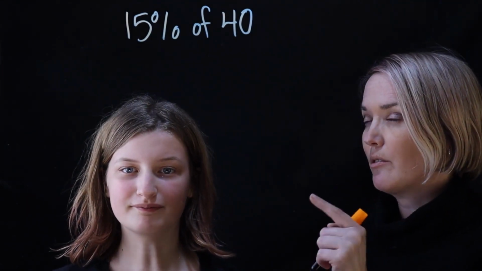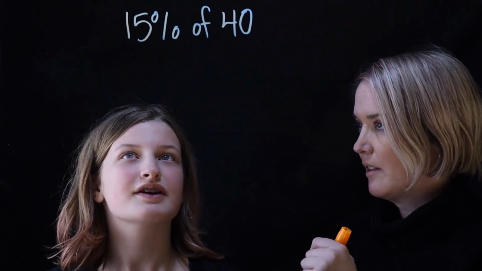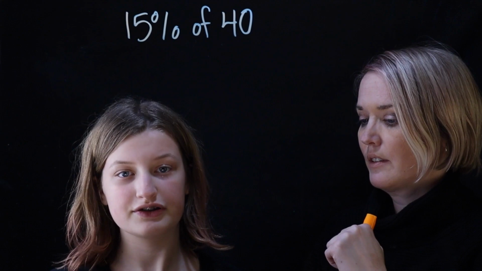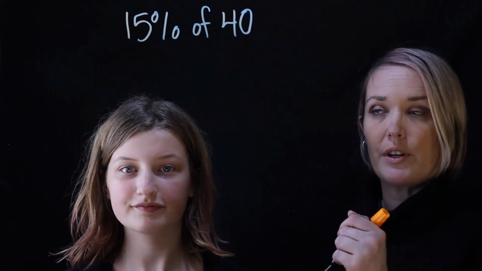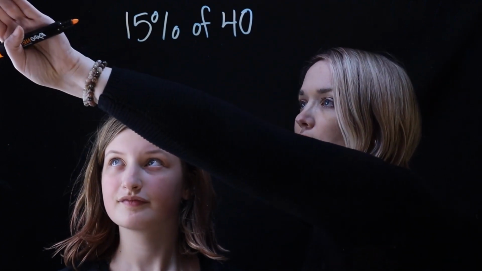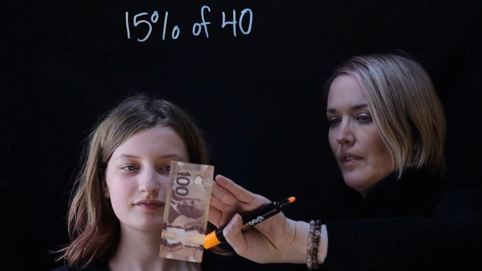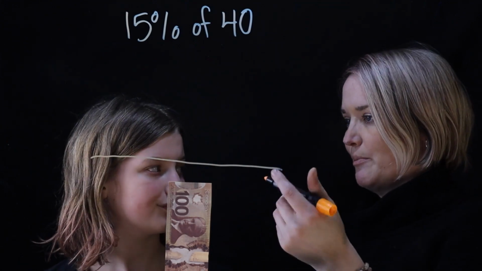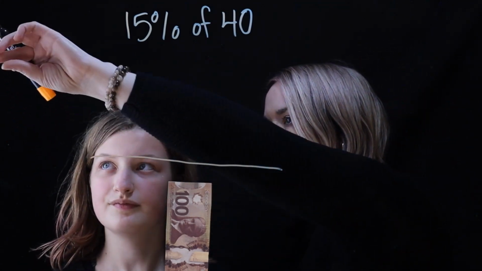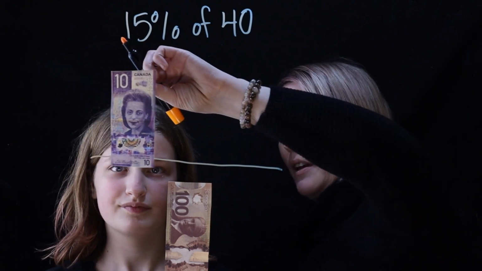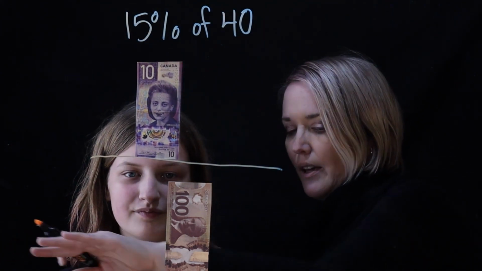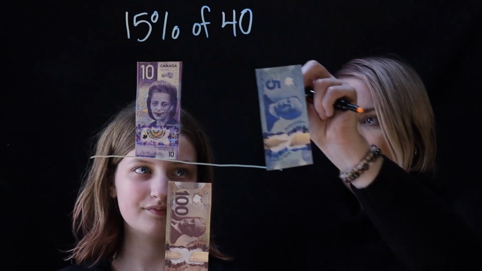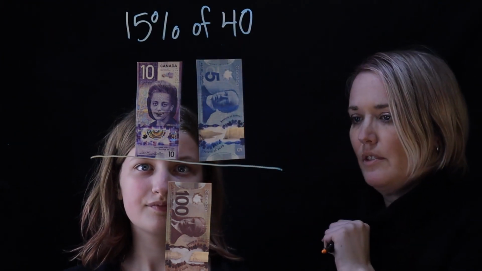And Anna, can you tell everyone what 15% means? Well, 15%. Cent means 100 in French. Okay, so it means 15 per 100. So let's pull out $100. And 15 per 100 just means 15, right? Mm-hmm. So we've got 10. I'll put them on top, and then we just need a 5. Okay, so that's 15.